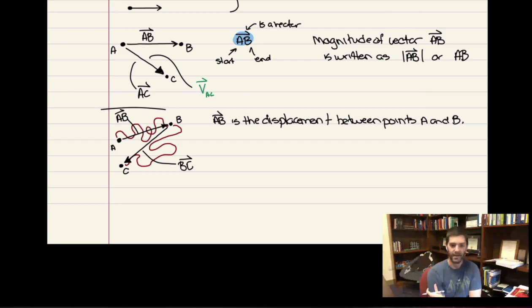So with these two, I could ask, what is my overall displacement? I started at A, I did this weird windy thing to eventually get to B, then I did another windy path, and I eventually got to C. Ultimately, I went from point A to point C. So maybe I'll do it in green. Ultimately, I started at A and I ended up at C. That is my overall displacement, AC.